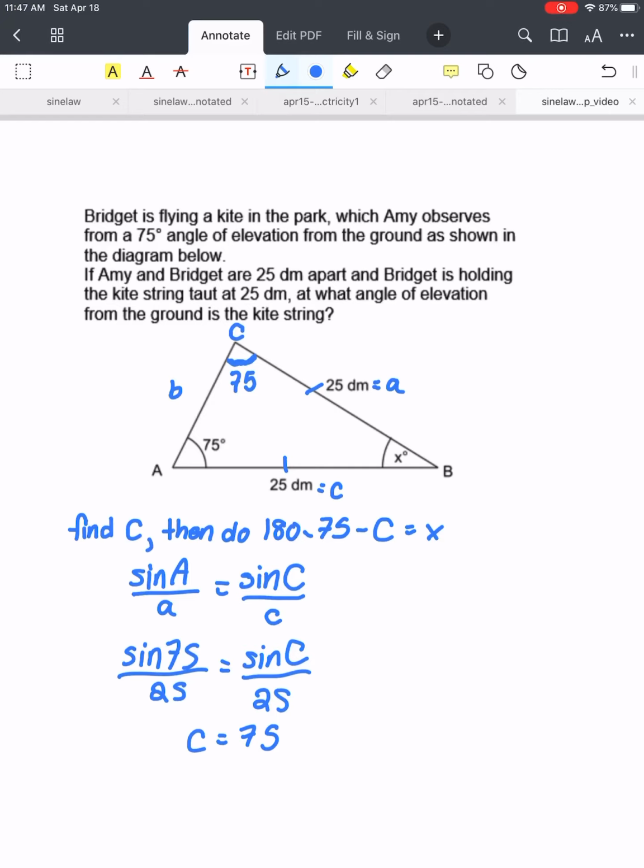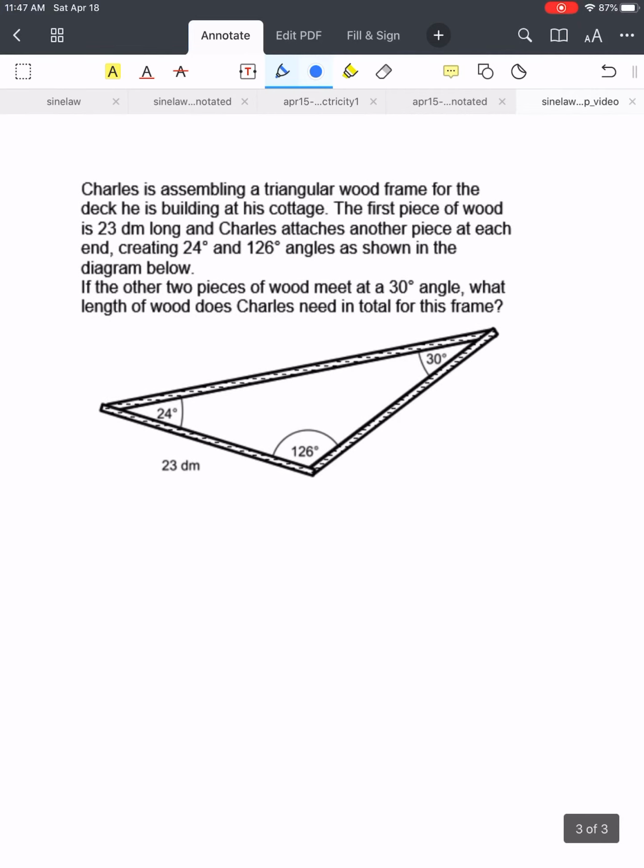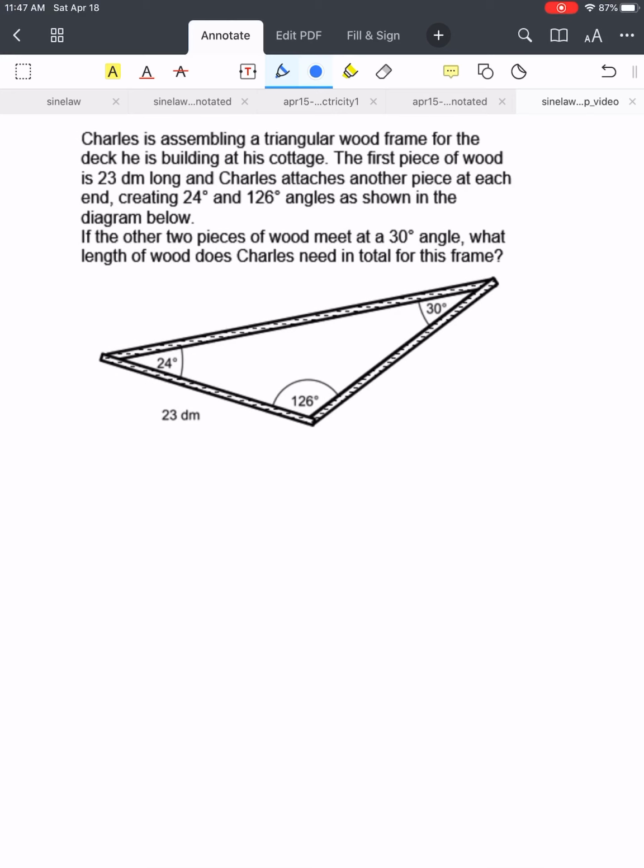We could just recognize that it's an isosceles triangle and deduce our angle C. x, we still find the same way, is going to be 180 minus 75 minus 75, which is 30 degrees. Cool. All right, so again, if there's an easier way, do the easier way. Highly recommend.